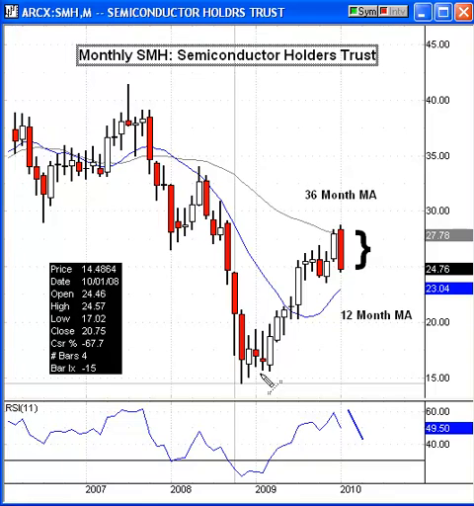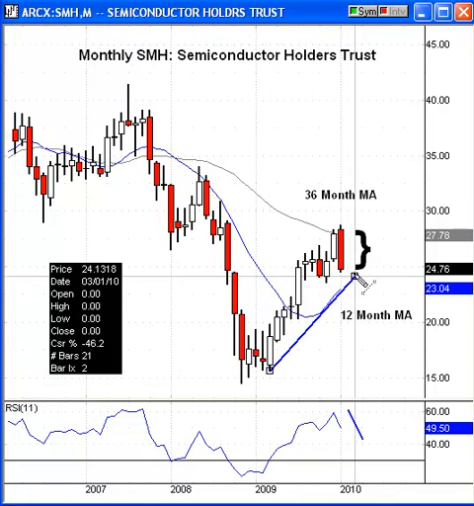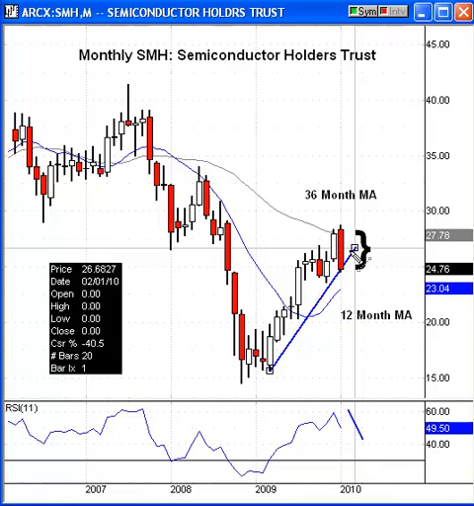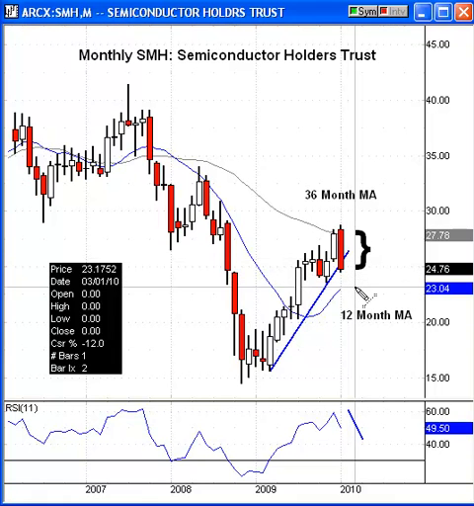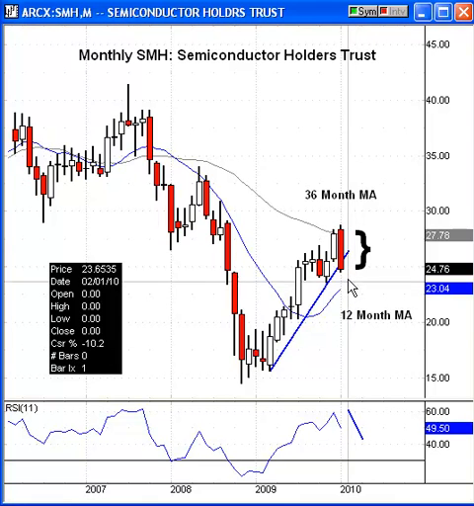All right, other things we should know about this chart. Let's draw the trend line from the March 2009 low through the January 2010 high. That trend line was broken in January at about 25.85, 25.90. That's a very bearish sign too, because we closed below the trend line.